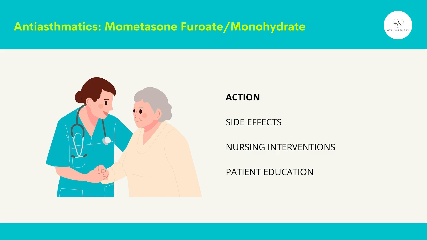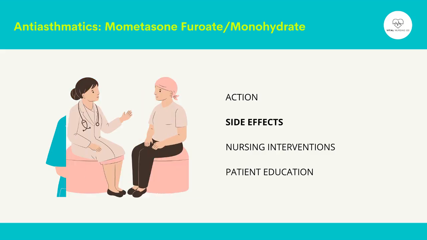Mometasone furoate, mometasone furoate monohydrate. This medication is used to treat asthma, allergic rhinitis, and nasal polyps. The way this medication works specifically is that it inhibits many cells and mediators involved in inflammation and the asthmatic response. Side effects are the following.